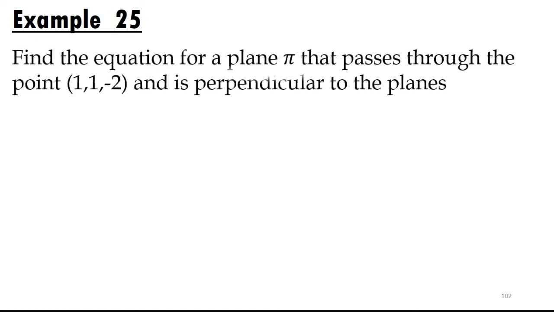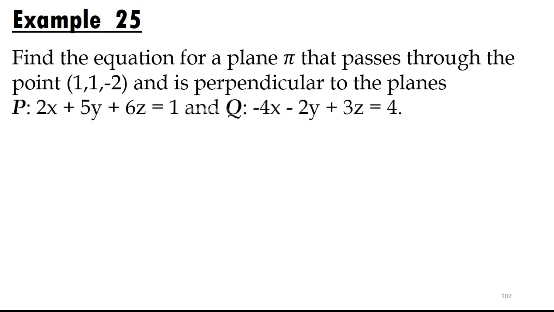Okay, kita tengok example 25. Find the equation for a plane that passes through the point 1, 1, negative 2 and is perpendicular to the plane. Yang ini ada satu plane, dia cuma bagi tahu point. Tapi lepas tu dia bagi tahu yang plane tersebut dia perpendicular dengan dua plane yang lain. So yang ini awak kena imagine macam mana keadaan ni. Sebab kita nak dapatkan dia punya normal tu nanti.